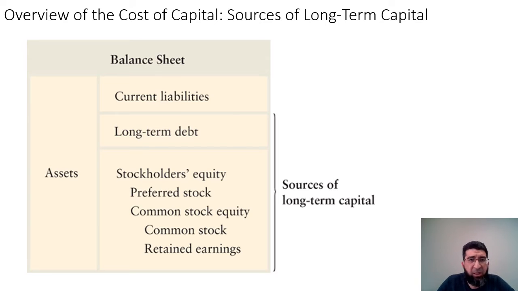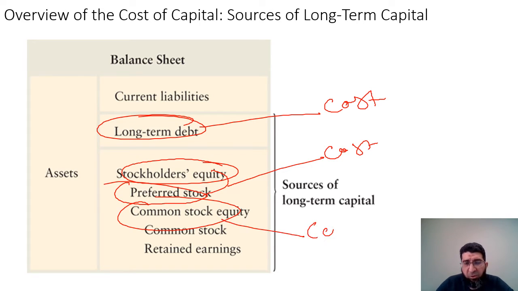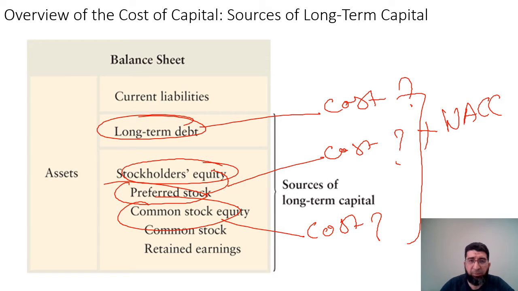This is how it looks, the sources of long-term capital. It will be either from the long-term debt, or it can be from the stockholders' equity. And stockholders' equity has two components, preferred stock and common stock. So we will need to know: what is the cost of long-term debt? What is the cost of stockholders' equity in terms of preferred stock and the common stock cost? So first we need to know how to calculate these costs, what these costs are, and how we can combine them together to find the weighted average cost of capital.